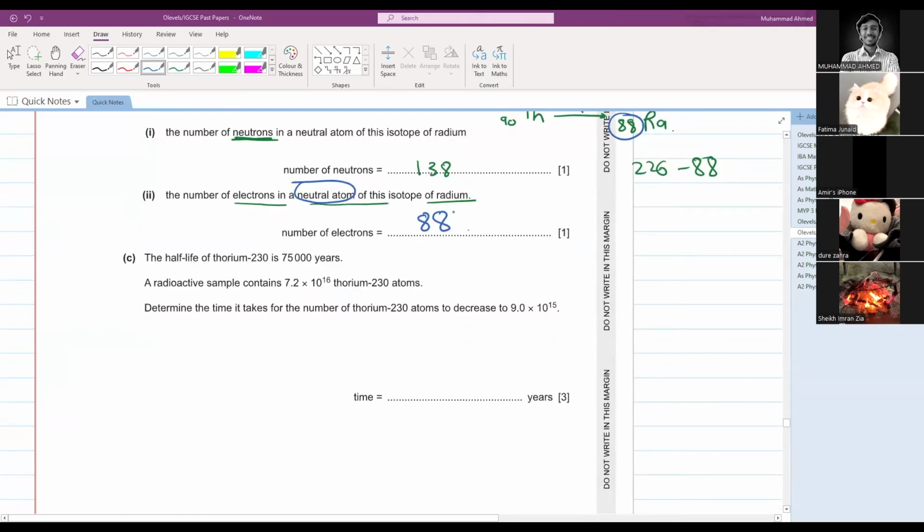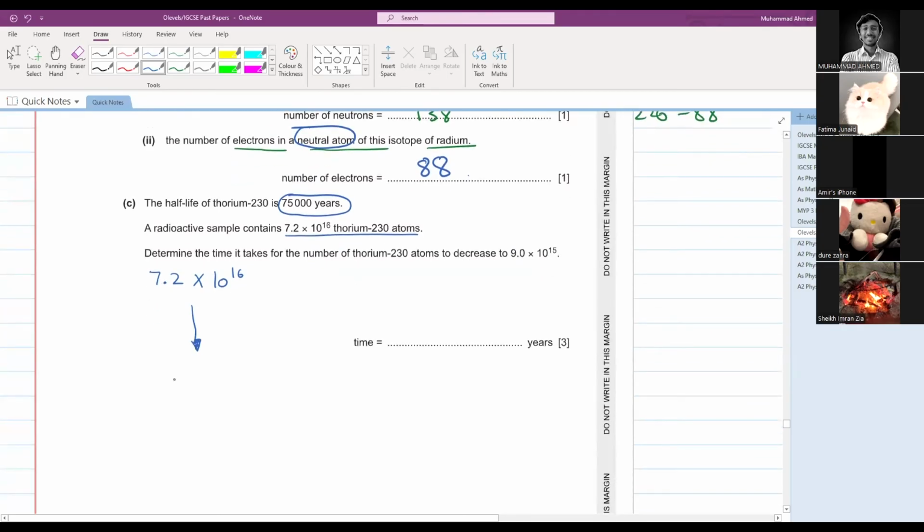Let's see this. The half-life of thorium 230 is 75,000 years. A radioactive sample contains this amount of thorium atoms. Determine the time it takes for the number of thorium atoms to decrease to this value. So let's start applying half-lives. The initial number of atoms is 7.2 into 10 raised to the power of 16. After one half-life, they will halve. This will become 3.6 into 10 raised to the power of 16.